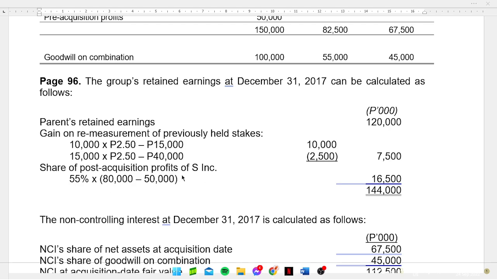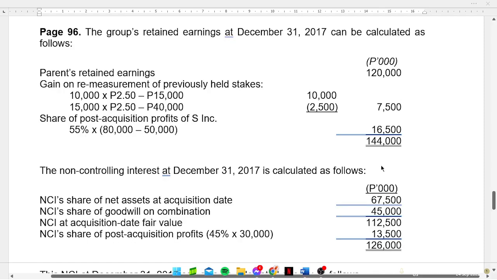Share of post-acquisition profits of S Inc. or the 55% times 80,000 minus 50,000 will be 16,500 to get the total of 144,000.